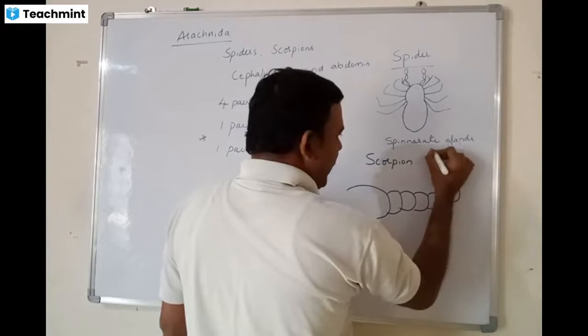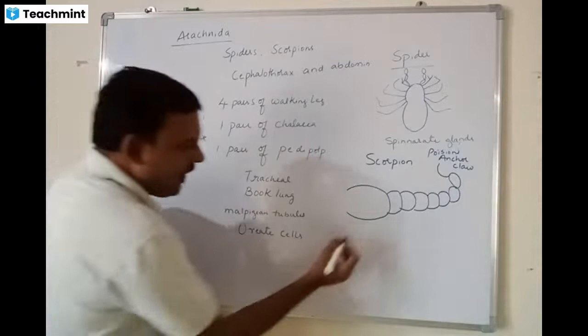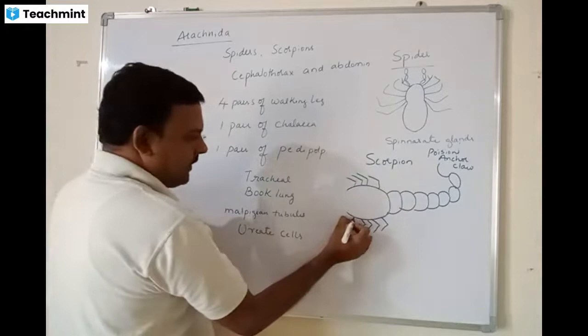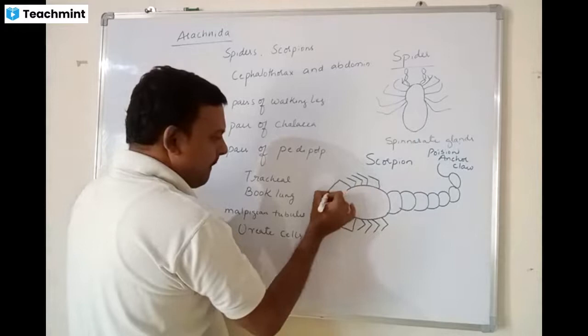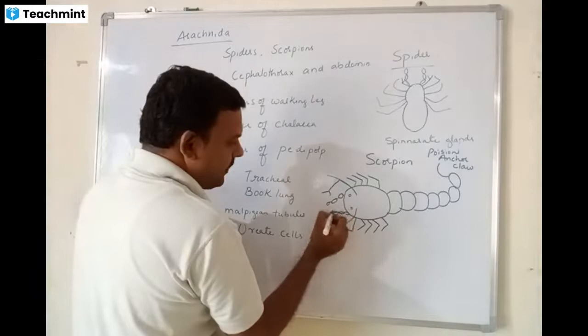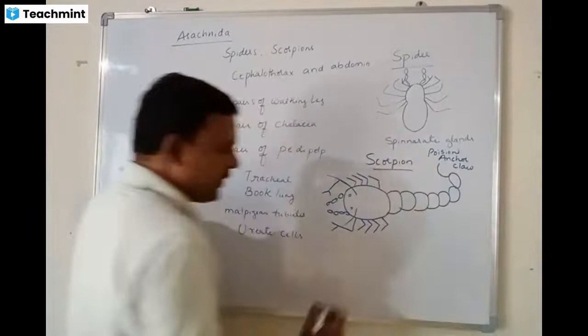They also have walking legs, four walking legs on either side, four pairs. They also have chelicerae, and they also have antenna, and they also have this pedipalp. Okay, this is the structure of scorpion. Now the exclusive character, they have book lungs. Respiration is through book lungs.